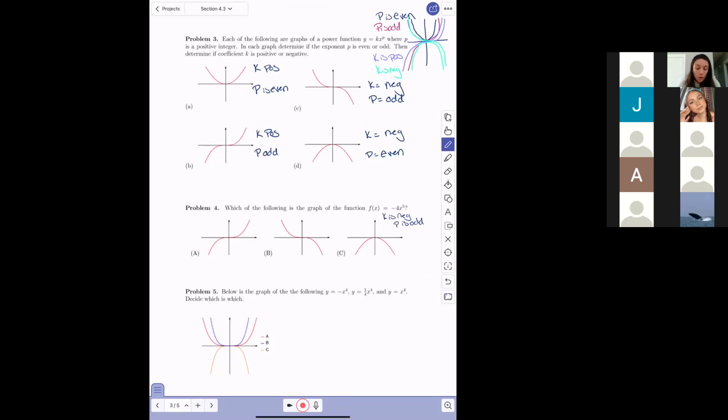Okay. So let's start with P is odd. Are any of these not for P is odd? C. Good. So we could X-nay that. Now we have K is negative. So we have two functions with odd exponents happening here. One where K is positive and one where K is negative, right? There's only two options and they're opposites. So which one is K is negative? B. So that's our answer here. B is our answer. Any questions there?